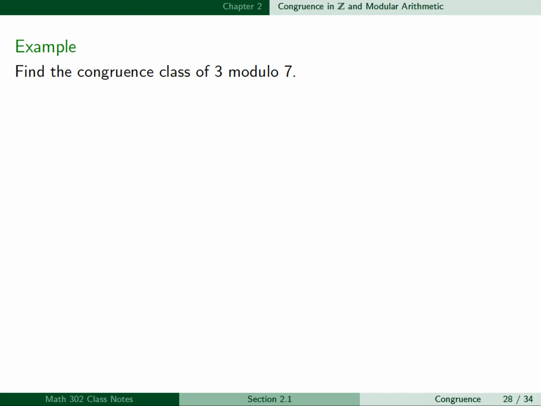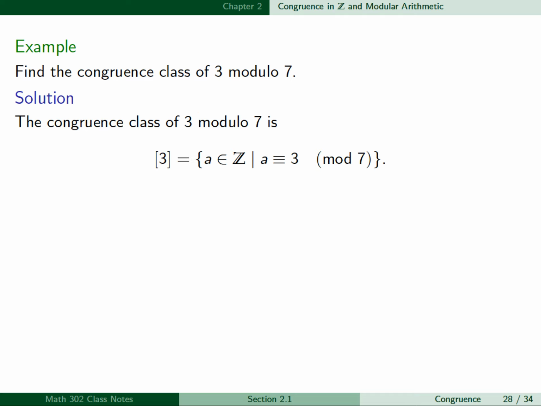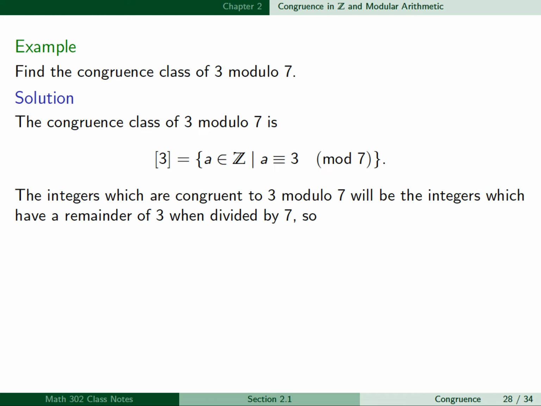For example, we can find the congruence class of 3 modulo 7. So according to the definition, the congruence class of 3 modulo 7 will be the set of A in Z such that A is congruent to 3 mod 7. And the integers which are congruent to 3 modulo 7 will be the integers which have a remainder of 3 when divided by 7. So the class of 3 will be the set ..., minus 11, minus 4, 3, 10, 17, 24, and so on.